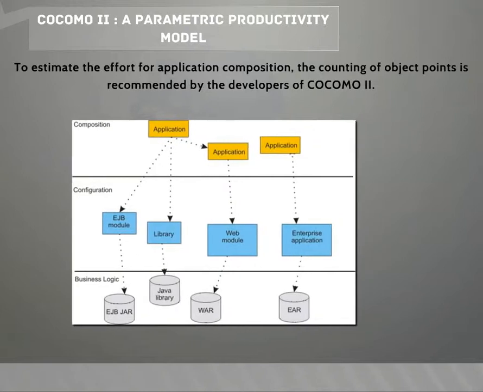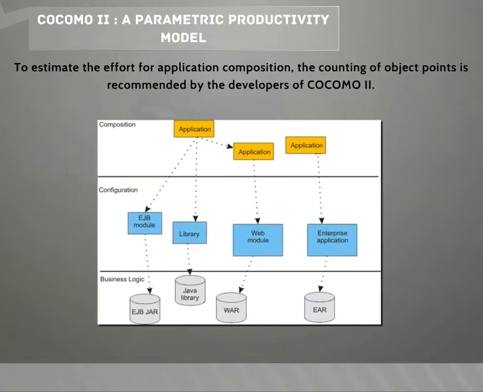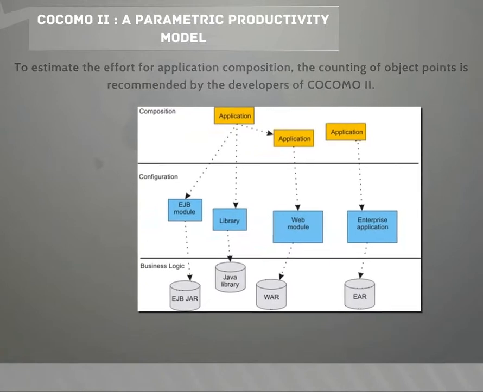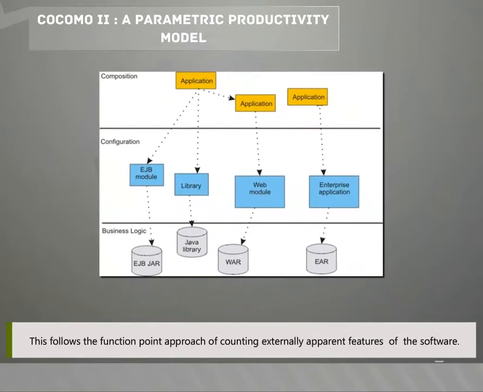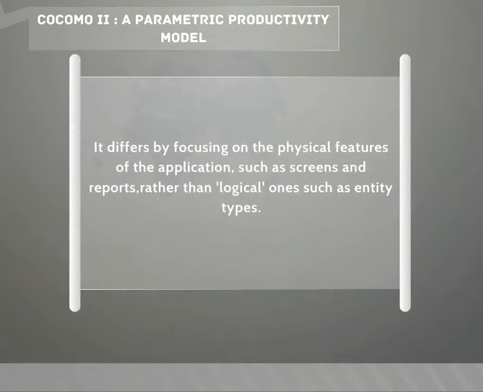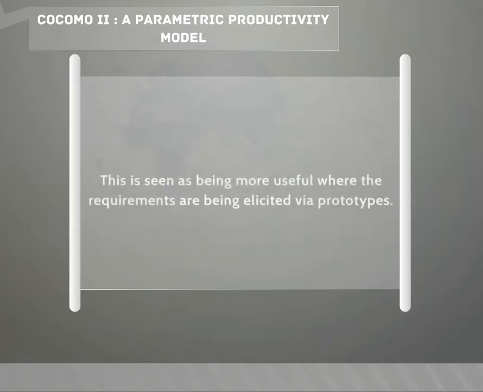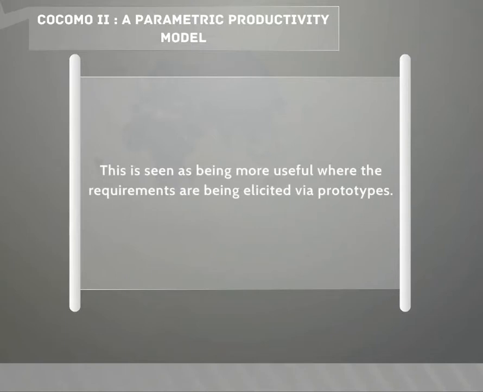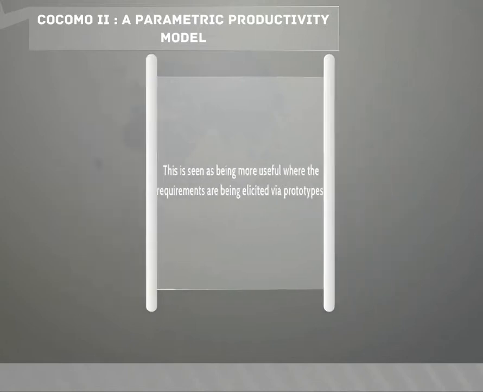To estimate the effort for application composition, the counting of object points is recommended by the developers of the COCOMO 2. This follows the function point approach of counting externally apparent features of the software. It differs by focusing on the physical features of the application, such as screens and reports, rather than logical ones such as entity types. This is seen as being more useful where the requirements are being elicited via prototypes.